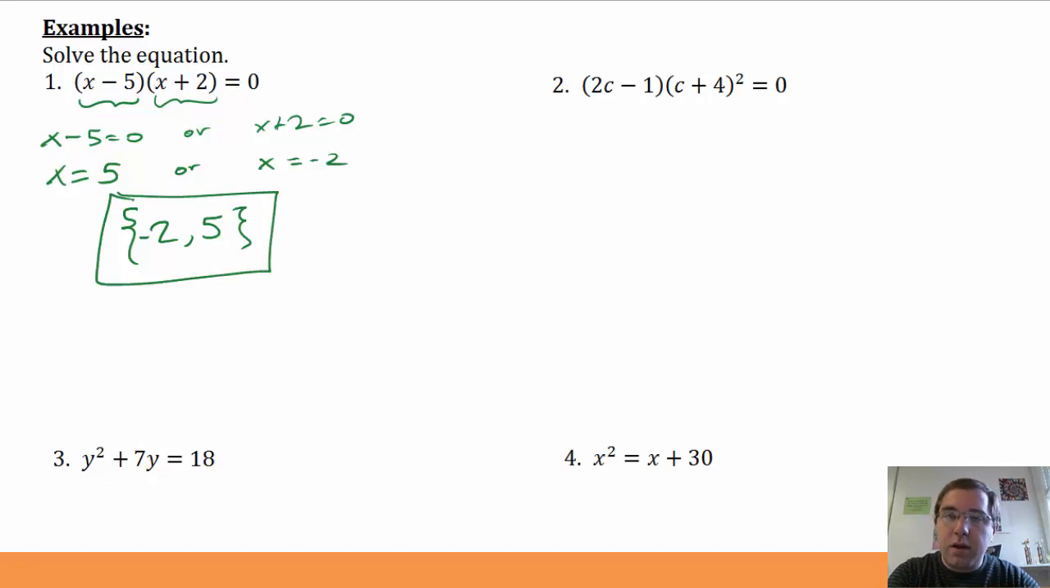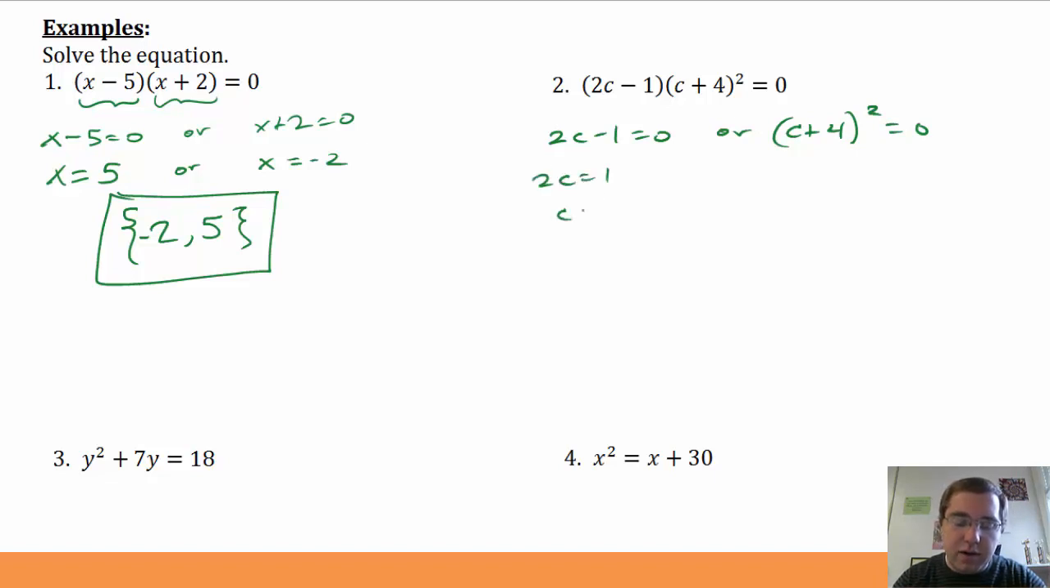Number 2, 2c minus 1 times c plus 4 squared equals 0. So we have a product of things that equal 0. 2c minus 1 must equal 0, or c plus 4 squared must equal 0. Well, if 2c minus 1 equals 0, that means 2c equals 1, so c equals 1/2. If c plus 4 squared equals 0, c plus 4 squared is the same as c plus 4 times c plus 4.